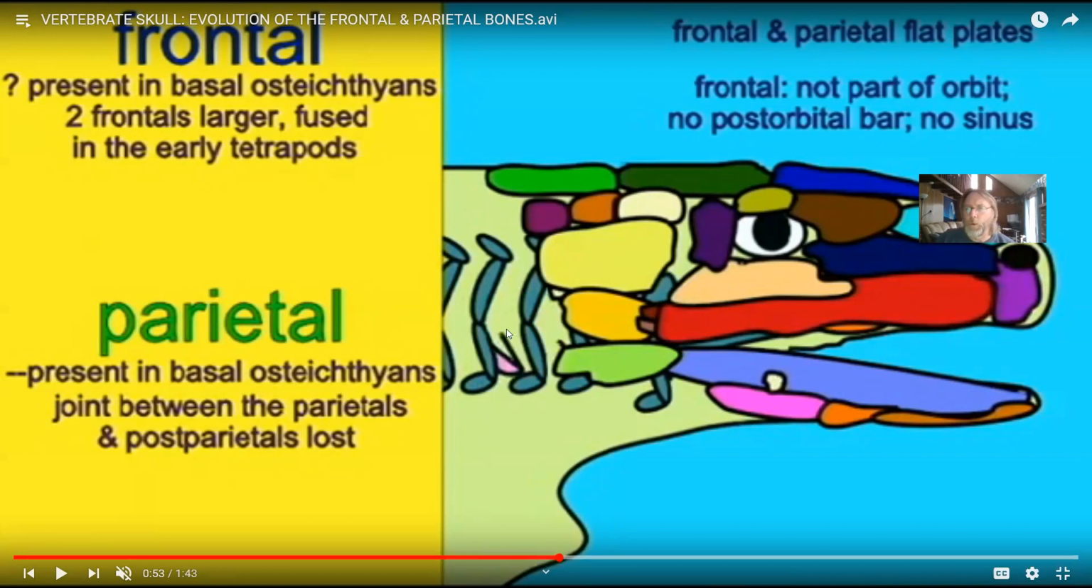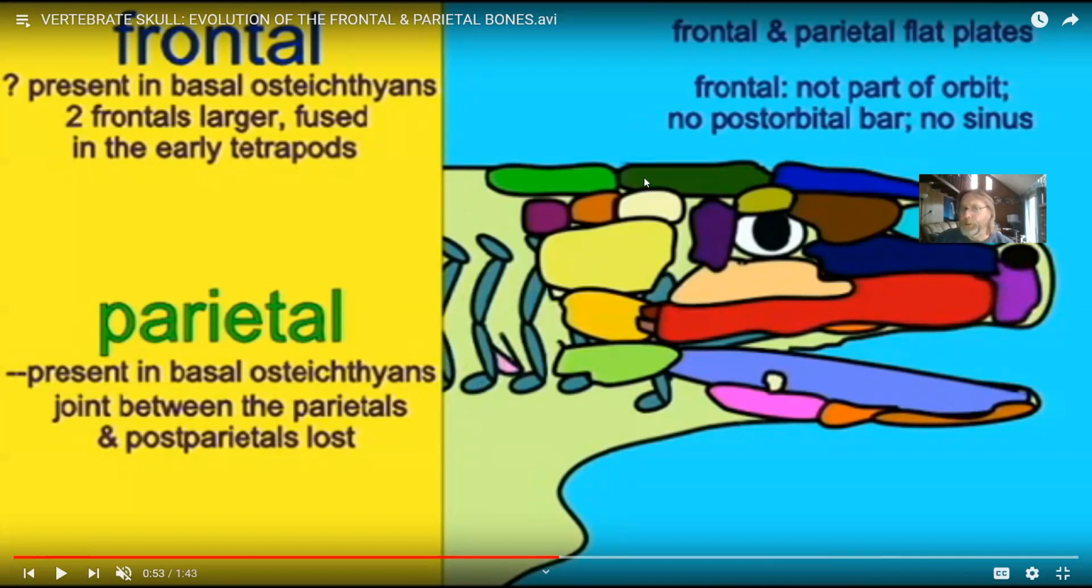As time goes on, the amphibians have the first frontal bones that we can be sure of. They get larger over time. But both these and the parietal bones are still just flat plates. They don't surround the orbit. They don't have a sinus the way that they do in mammals.